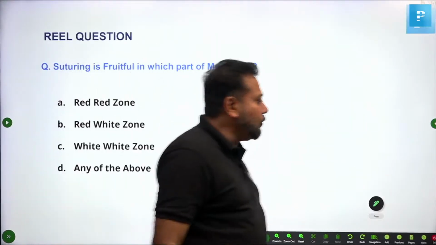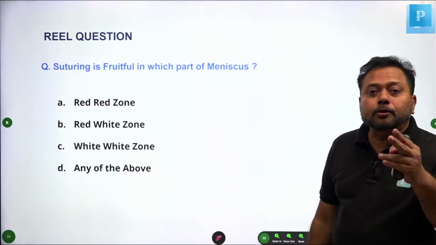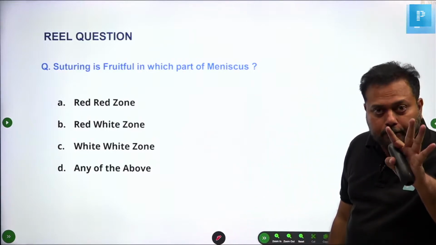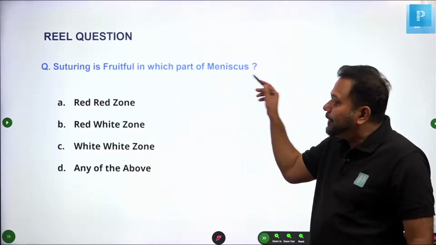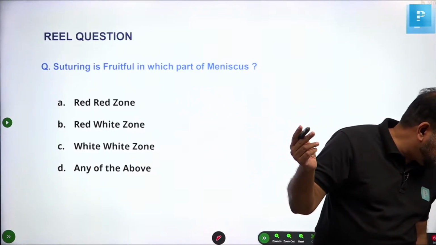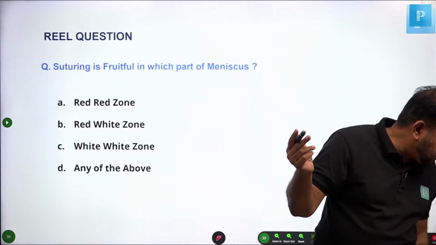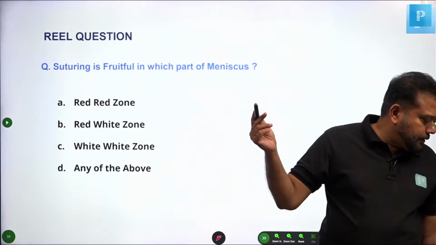Suturing is fruitful in which part of... we are having 2 or 3 questions. That's all. We are going to finish. 2 or 3 questions. Suturing is fruitful in which part of menisci? Yes.